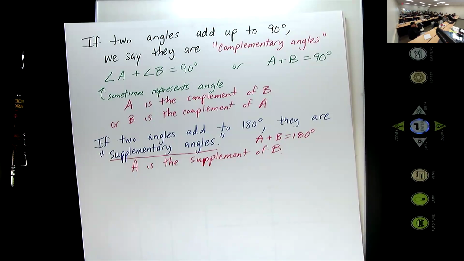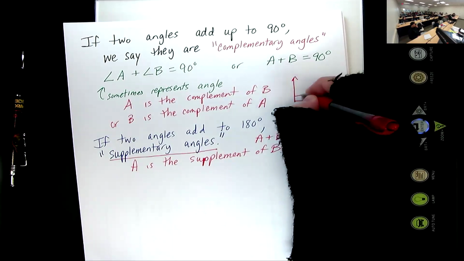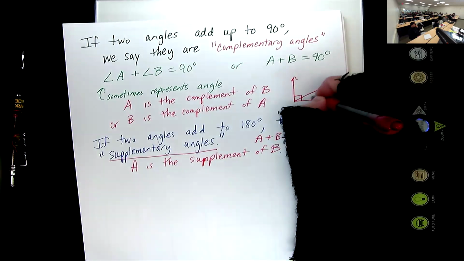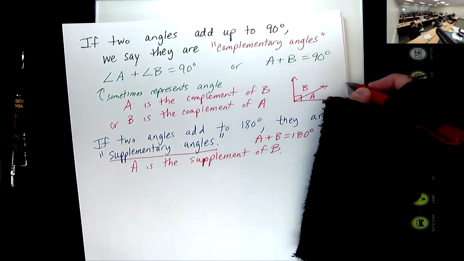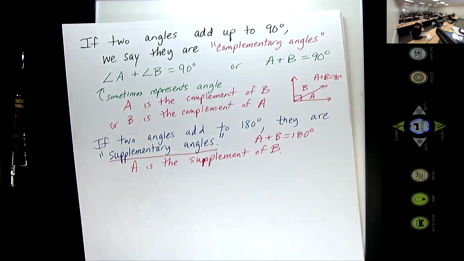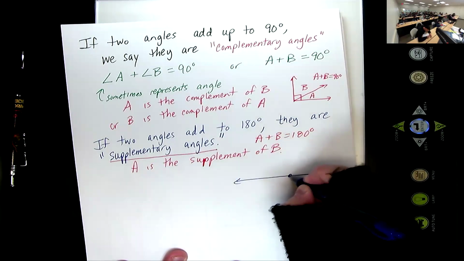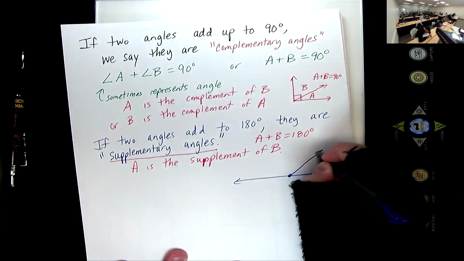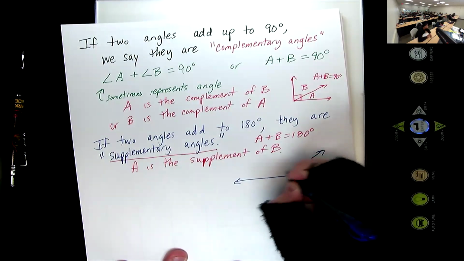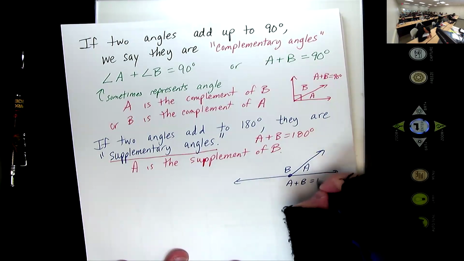Pictorially, we can have this be angle A and this be angle B, so A plus B is 90 degrees there. And this, at some angle like that, here A plus B equals 180 degrees.